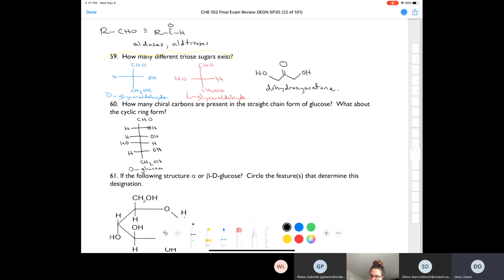I'll let you think about how many chiral centers are in there. So this is the straight chain form. And then I'll draw the cyclic ring form. I will draw it as a Haworth projection, depending on your pronunciation. Maybe I'll draw the protons. Oops, I made a mistake there. It's supposed to be going up. I drew it as alpha. And there we go. So how many chiral centers are there in the straight chain form?